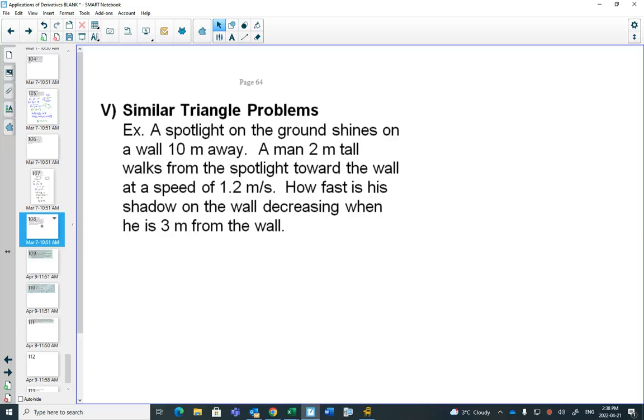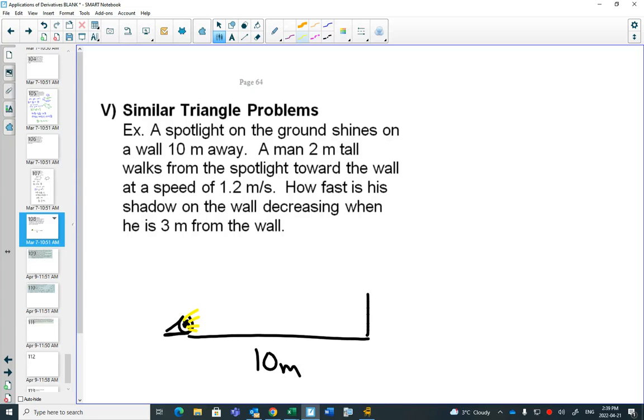So, there's a spotlight on the ground. Let's draw it. Here it is. There's a spotlight on the ground, shining on a wall 10 meters away. 10 meters, there's a wall. A man 2 meters tall, Mr. 2 meter, is walking from the spotlight towards the wall at a speed of 1.2 meters per second.